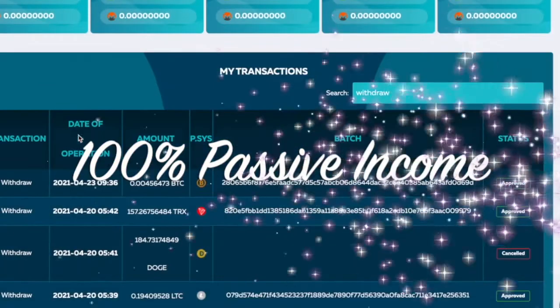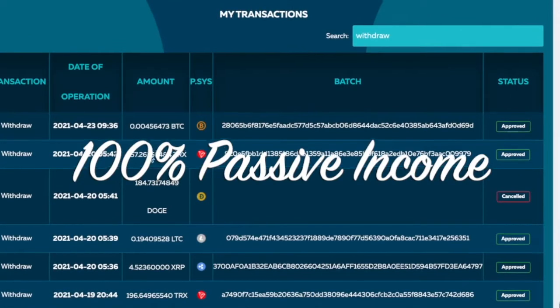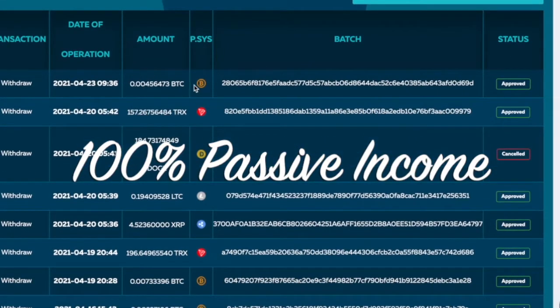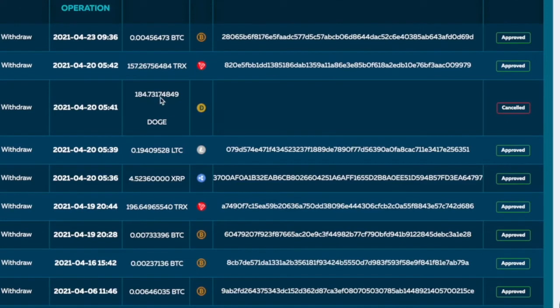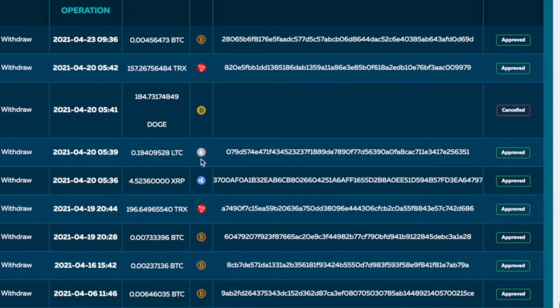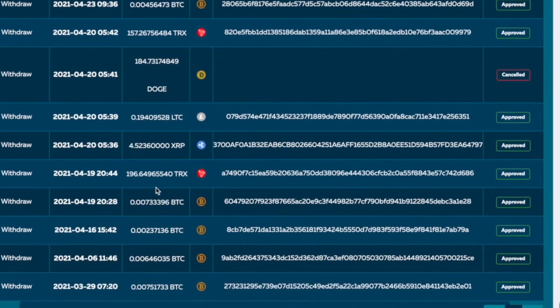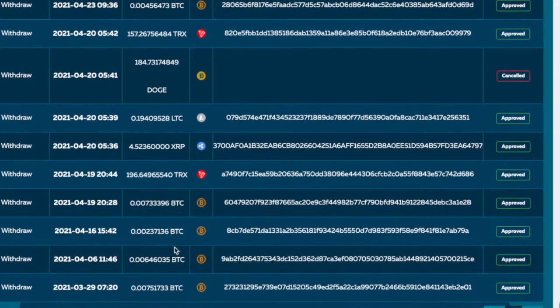What I wanted to do is bring you down to April's transactions, and I'm going to come from the top. As you can see, Bitcoin, this is Tron, and this one was Doge. I cancelled that one because I opened up a package. I got a Litecoin one there that I withdrew, and a XRP that I withdrew. Another Tron, Bitcoin, Bitcoin, Bitcoin.